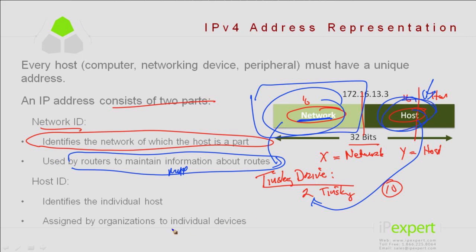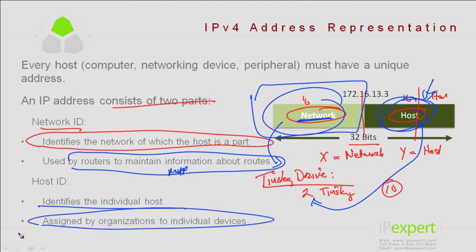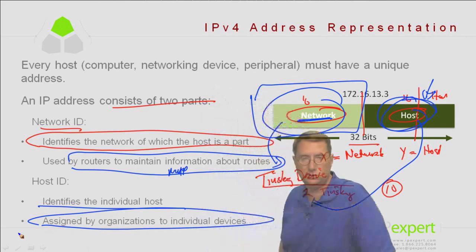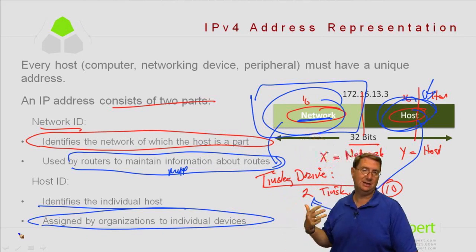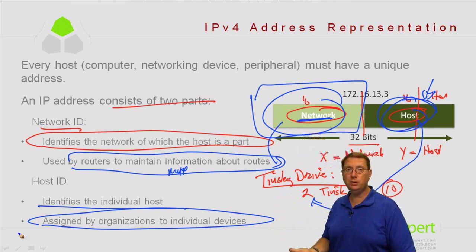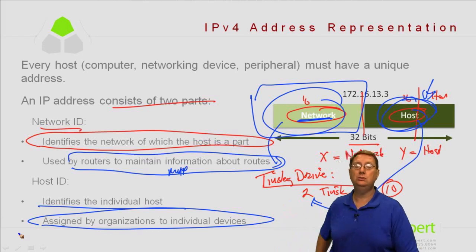Now the host values identify specific or individual hosts on that network segment, and it's going to be assigned to organizations, and each of these addresses are going to be assigned to individual devices in those organizations. So if I have 10 computers, I can have my network value, and I can have computer 1, 2, 3, 4, 5, 6, 7, 8, 9, 10. If I have 200 computers, I can have 1, 2, 3, 4, 99, 100, all the way up to 200.